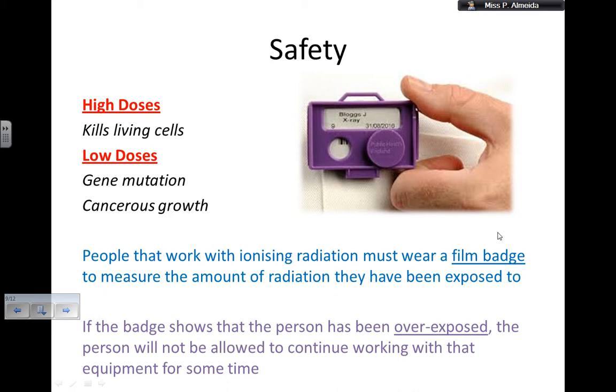Now, if you think about it, people that work with radiation all the time need to make sure that they are safe. And this came up in another video already, okay? So people that work with ionizing radiation must wear a film badge to measure the amount of radiation they have been exposed to. And then if the badge shows that the person has been overexposed, then the person will not be able to continue working with that equipment for some time, because otherwise they are getting a lot of ionizing radiation, which, because now you know the reasons, can damage their health, okay?